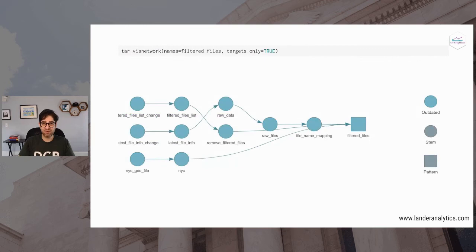Looking at the DAG now, we see that removing the old files, making the input-output list, and the NYC map all feed into filtered_files. Now, filtered_files is a square, not a circle. Because rather than one step, it is a pattern of steps because it's going to be called for each of those rows in the data frame. So it's iterating over that pattern.